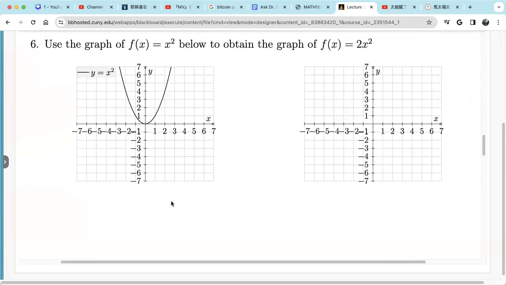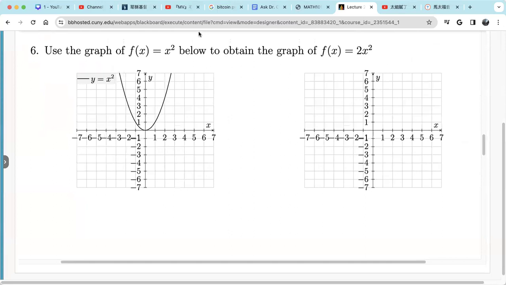Now let's see 6. Six will have this quadratic function. Right? Let's call it g of x. g of x comparing to f of x is 2 times f of x. That's a relation between those two functions. That's why we can call g a transformation of f. So 2 here stretches the graph.